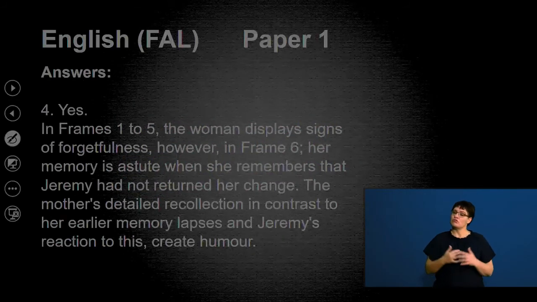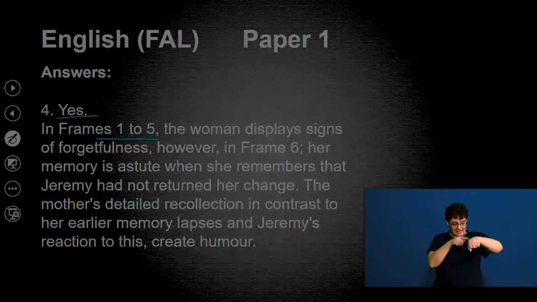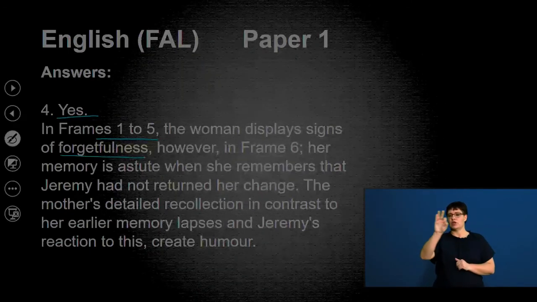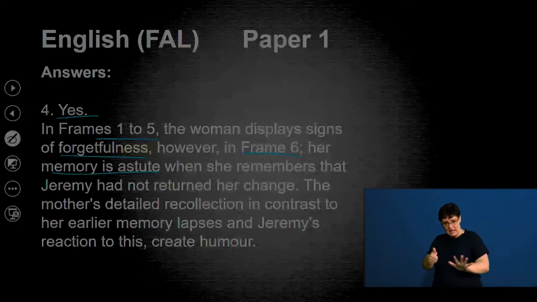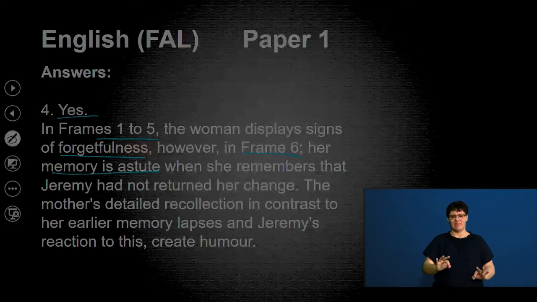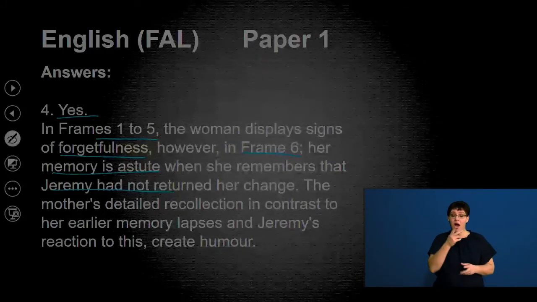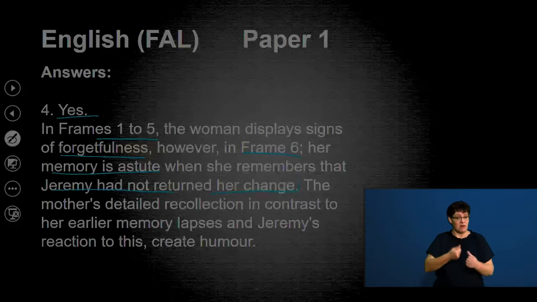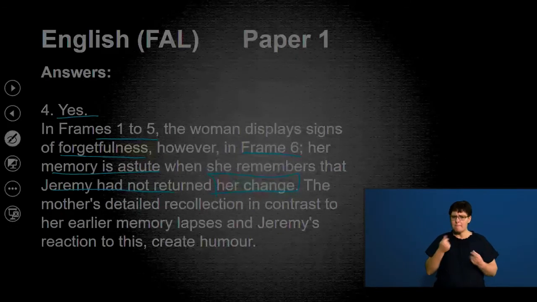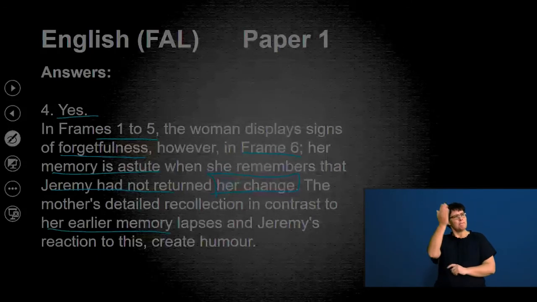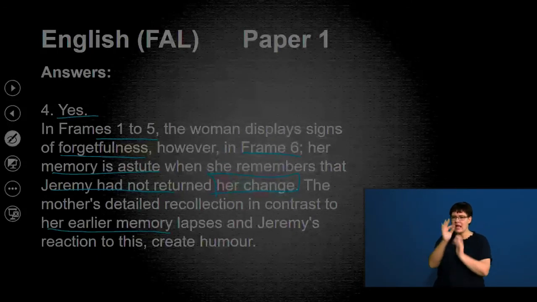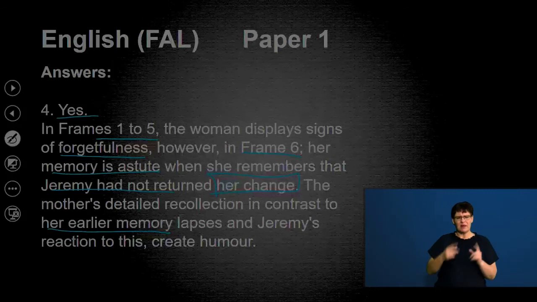So your responses could include a yes response. So in frames 1 to 5, the woman displays signs of forgetfulness. However, in frame 6, her memory is astute. It means that suddenly she remembers things. Right? She remembers that Jeremy had not returned her change, so obviously now she is concerned about her money, and the mother's detailed recollection contrasts with her earlier memory. So it's a contrast of where she was always forgetful and suddenly she remembers.